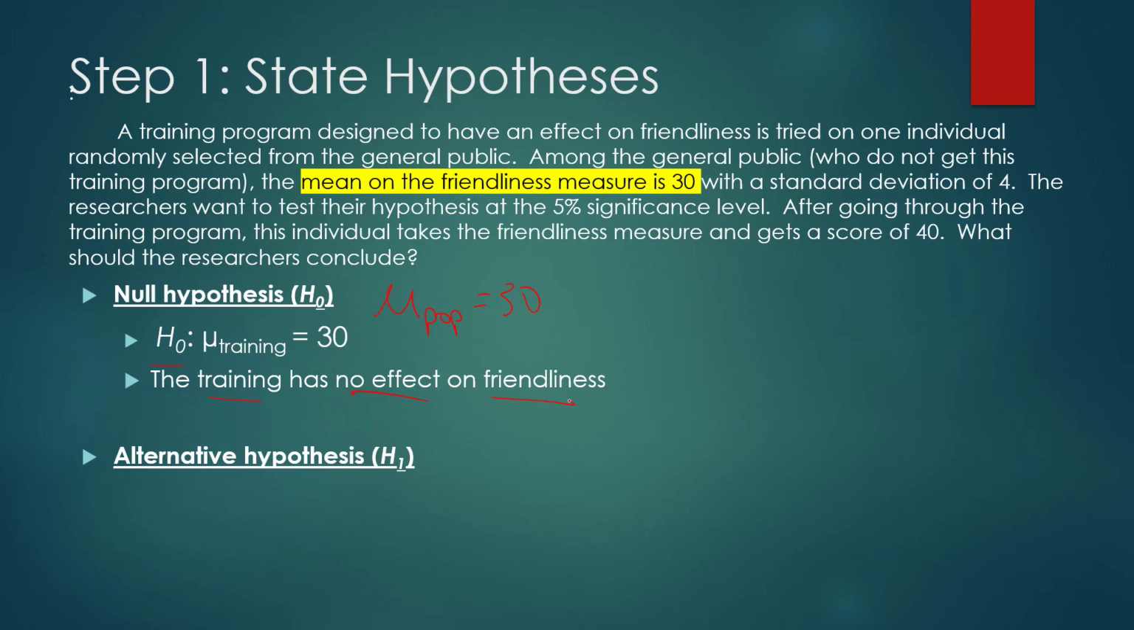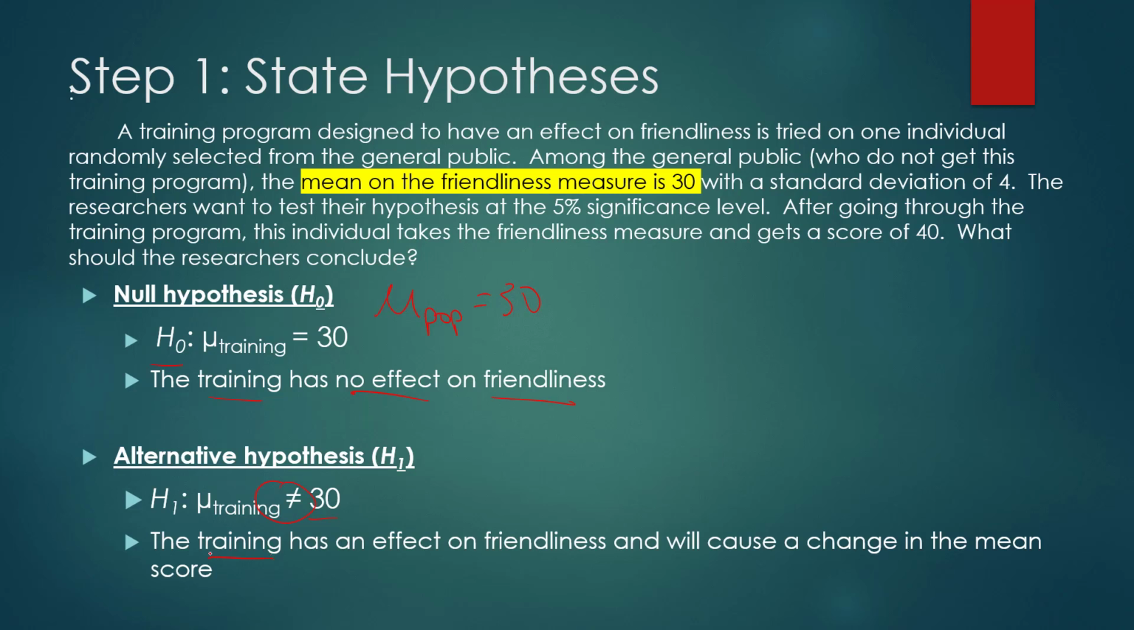The alternative hypothesis says that there is a difference, that the training program is going to have an effect. So H sub 1, which is our alternative hypothesis, says that the mean of the group that underwent training, so mu sub training, is not equal to the population mean. So again, that 30 was the population mean. If we state that in words, it says the training, our treatment here, has an effect on friendliness and will cause a change in the mean score.